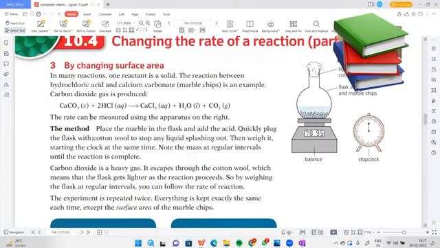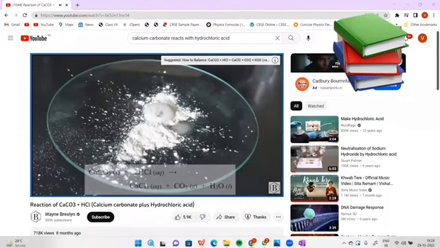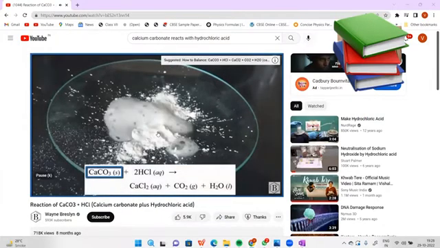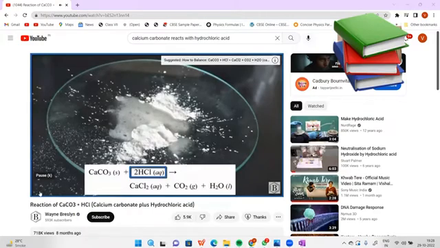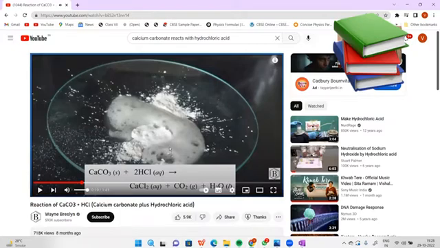Now, by changing the surface area, in this method you place some marble in the flask and add the acid into it. That's CaCO3 plus HCl. Here you can see we have the solid, that white powder, the calcium carbonate. Then we drop the aqueous HCl, hydrochloric acid, on that. You can see bubbles forming, right? So these bubbles are in the form of heat. So this is an exothermic reaction.